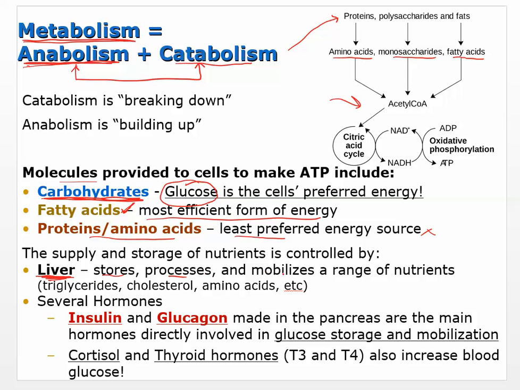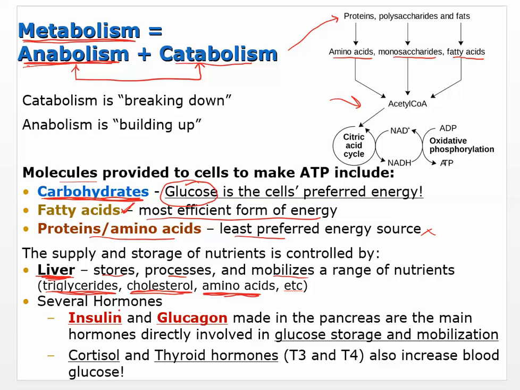So it stores, processes, and mobilizes a range of nutrients. It can put together a triglyceride, so it can build up triglycerides, and then it'll usually shuttle those off to adipose tissue. It can make cholesterol, and same thing, it'll move that maybe to adipose tissue, or it may move it right to cells. Cells need cholesterol, cells need triglycerides. Amino acids, there are some amino acids that can be produced there, or it may just be storing amino acids in case you need them later. So storage or processing.